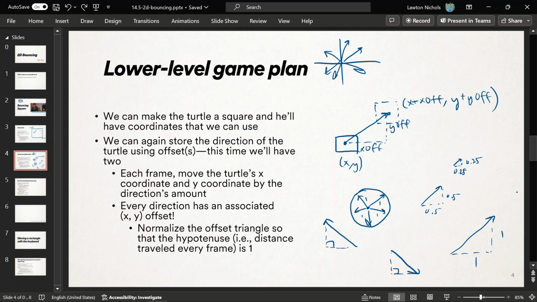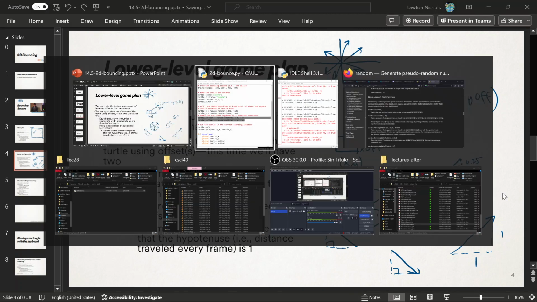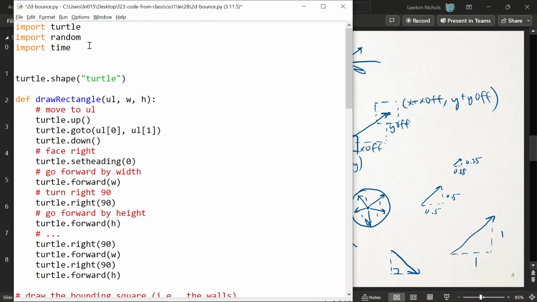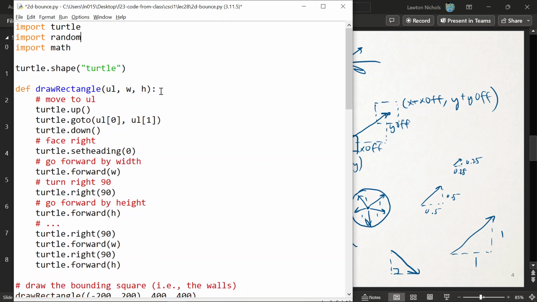So it's forming a triangle. It has an x offset and a y offset. What is the length of the hypotenuse of that offset triangle? Well, this is a squared and this is b squared, right? Equals c squared. We're going to use the Pythagorean theorem to determine that. So we'll need the math library. I guess I don't need time anymore. I was showing you that before, though.